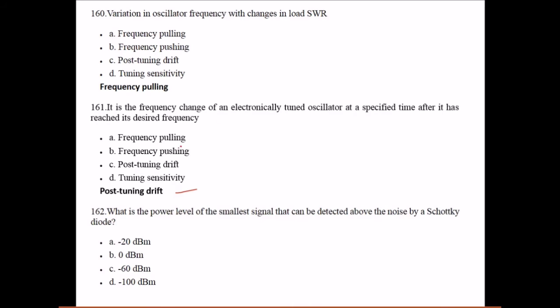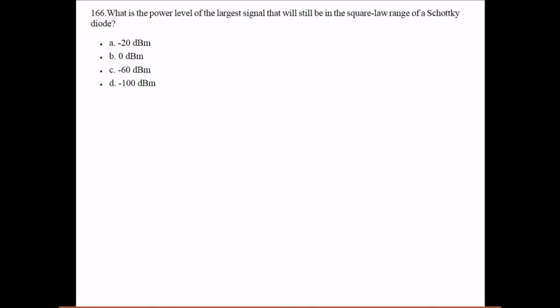So what is the power level of the smallest signal that can be detected above the noise by a Schottky diode? It is minus 60 dBm. That is, dBm is decibel in milliwatt. So it is minus 60 dBm. What is the power level of the largest signal that will still be in the square law range of a Schottky diode? It will be minus 20. So it ranges from minus 60 to minus 20.